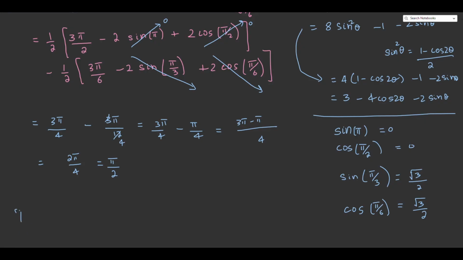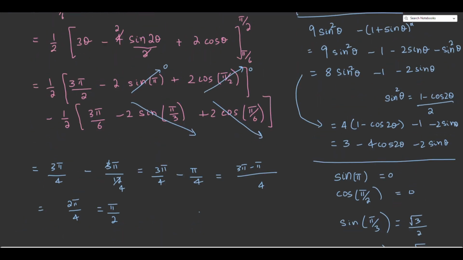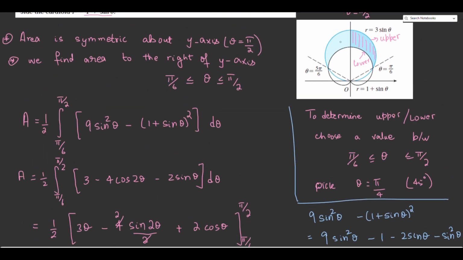Now what will be the total area? So the total area, as we know that we have only found out the area to the right of the y axis. So the total area will be equal to 2 times pi by 2. Now this 2 will cancel and we get the answer pi. So this is the area of this shaded region.